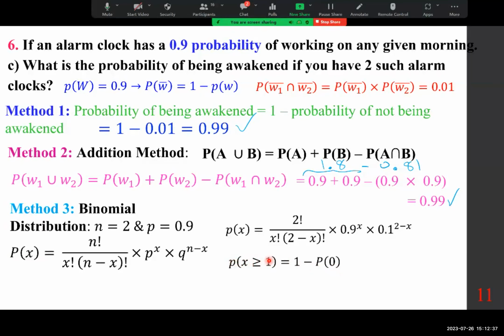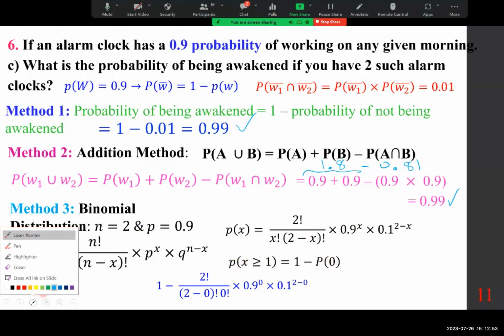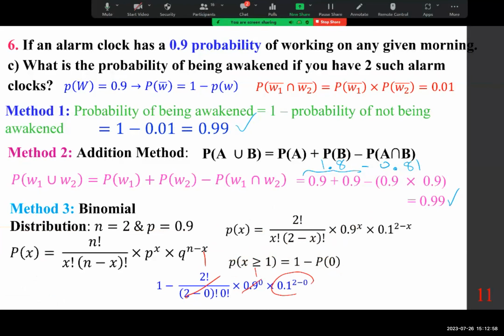Again, this means replace the x with 1, replace the x with 2, all the way to n. N is 2, okay? And so if you plug it into this formula, x equals 0, I hope you realize this goes to 1, this goes to 1. This is 1, everybody. And this is 0.1 squared or 0.01. 1 minus that is 0.99. Again, all of them are the same. There are 3 different methods. I hope everybody's fine with that.